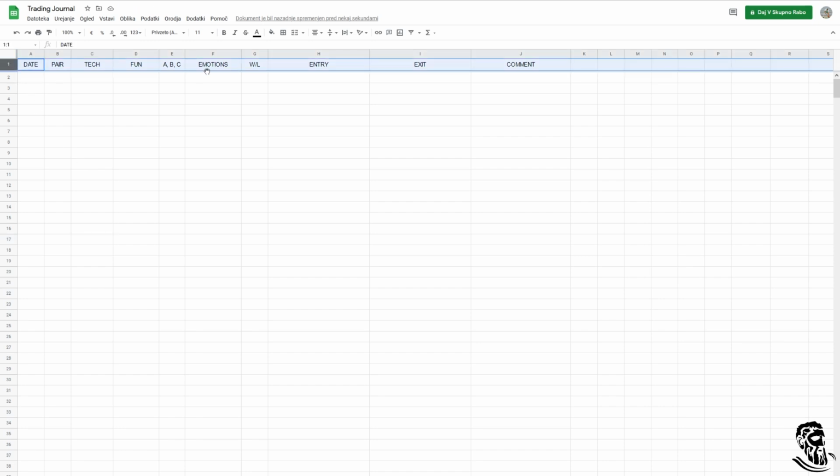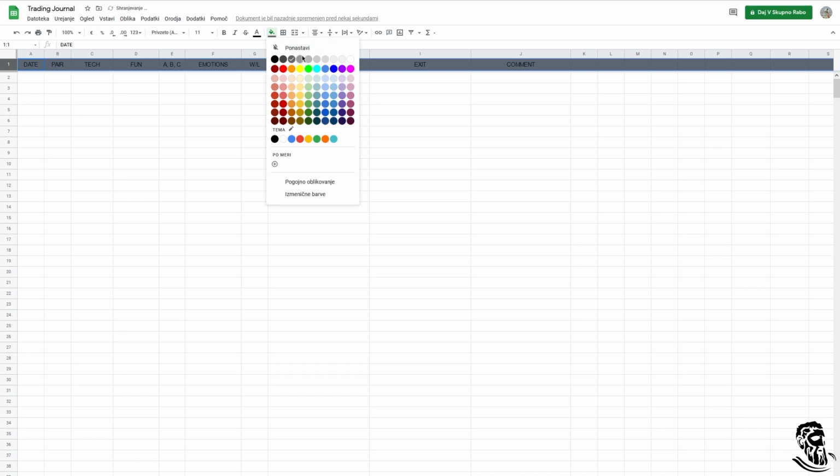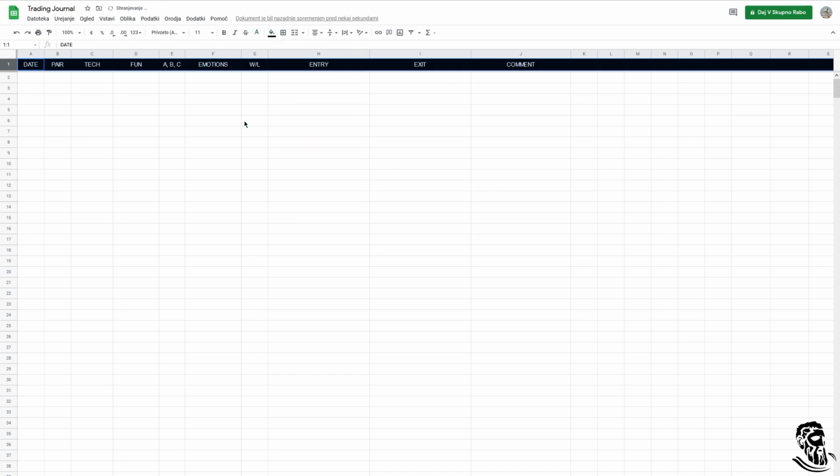We can also use different colors, so it's going to be easier for us to see. We can also do black and do it like this. All right, so our first row is now set. Perfect. So this is our journal, pretty simple, straight to the point.